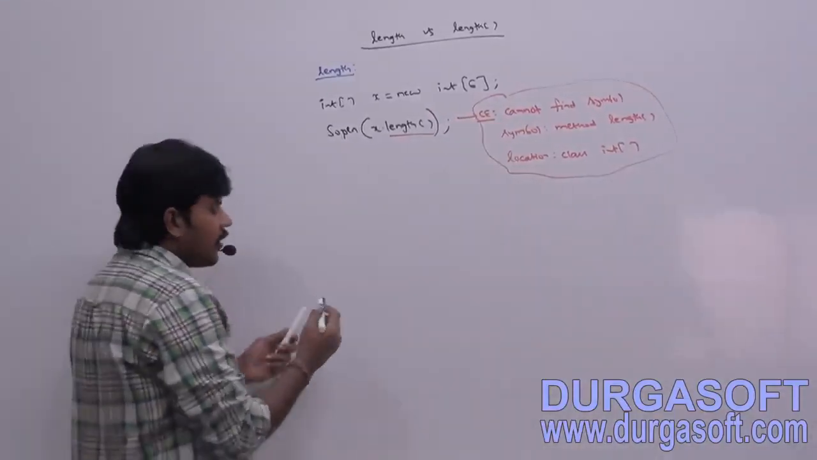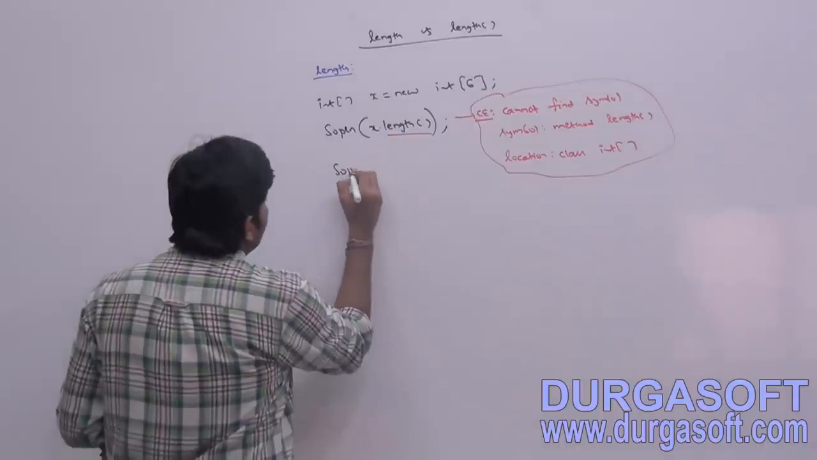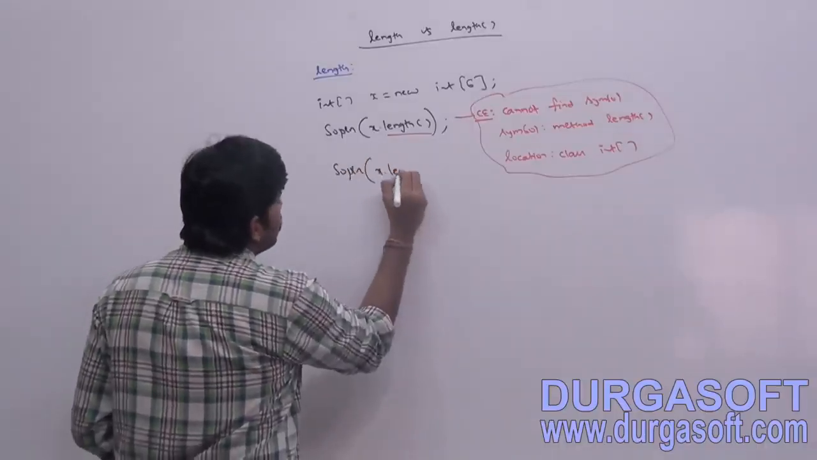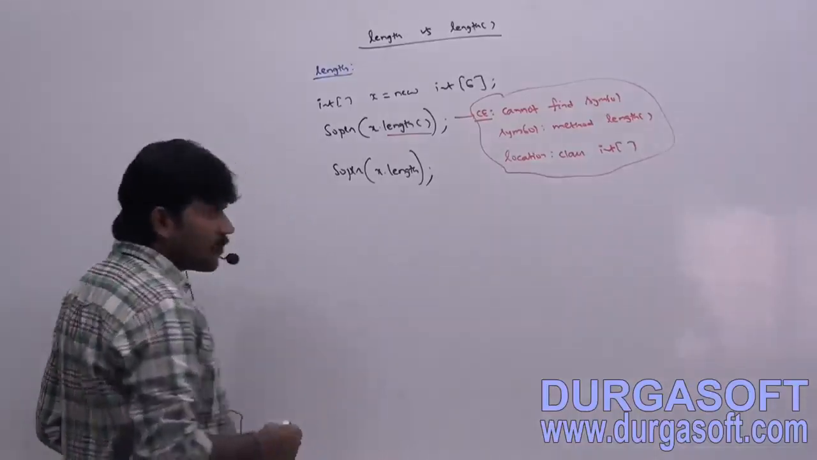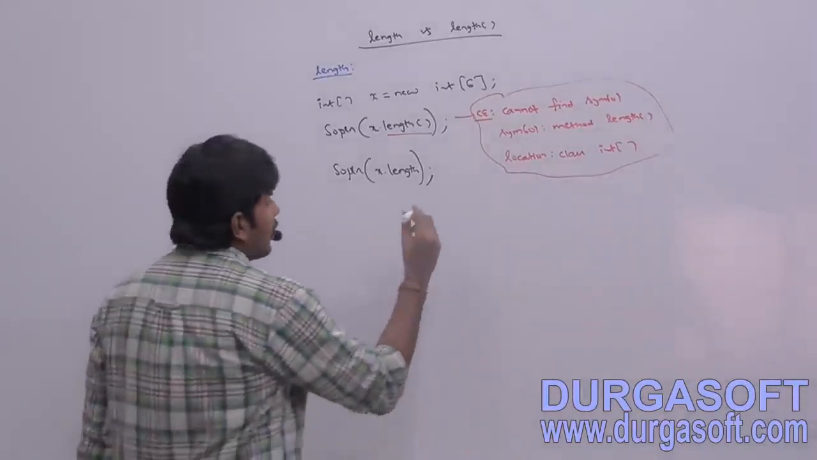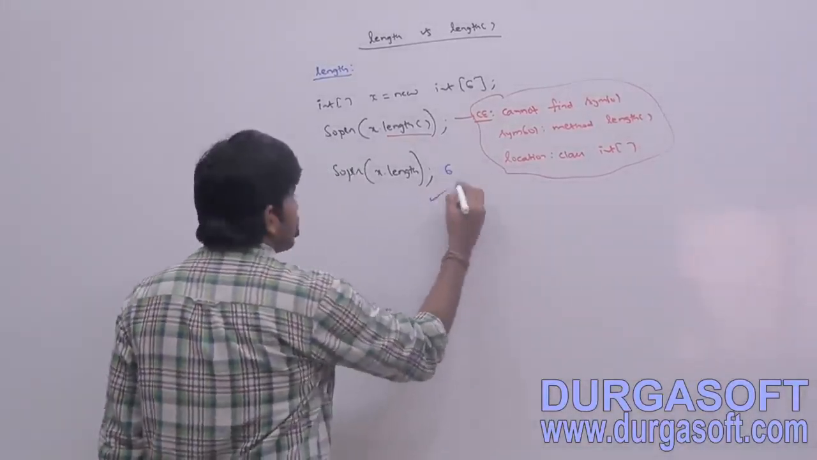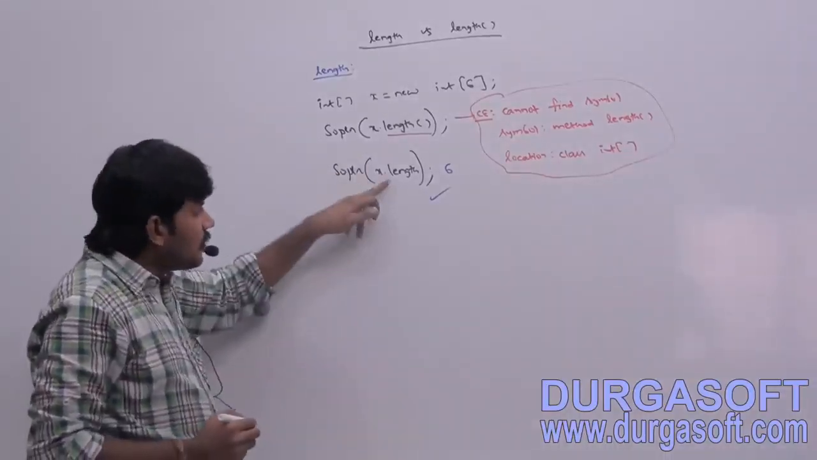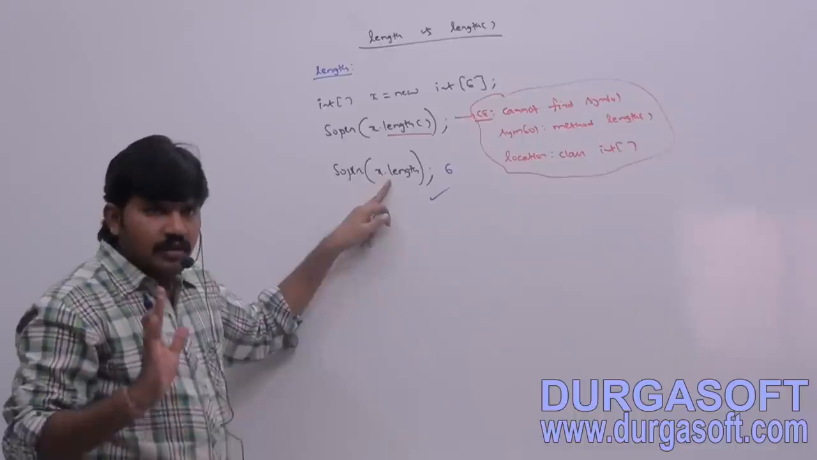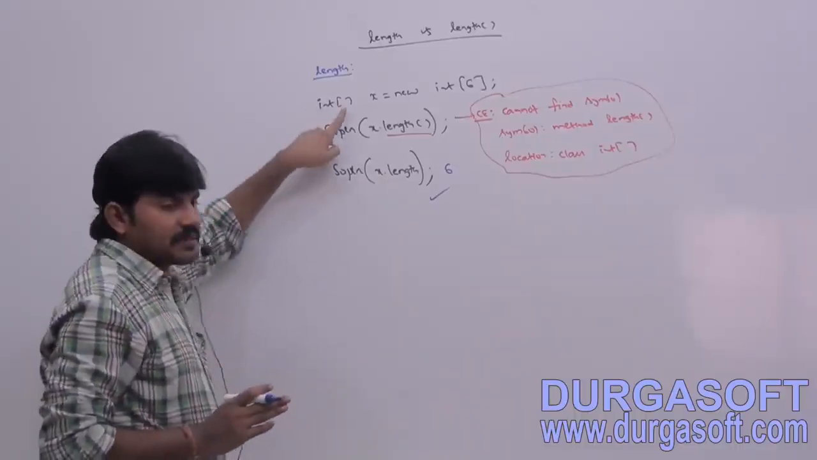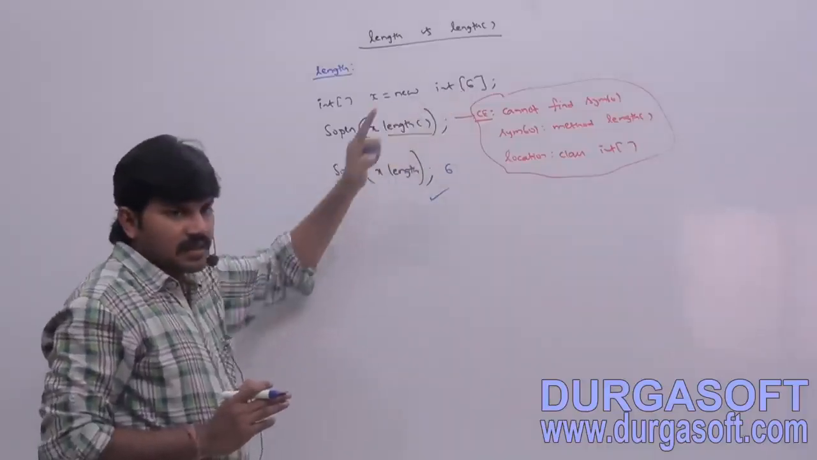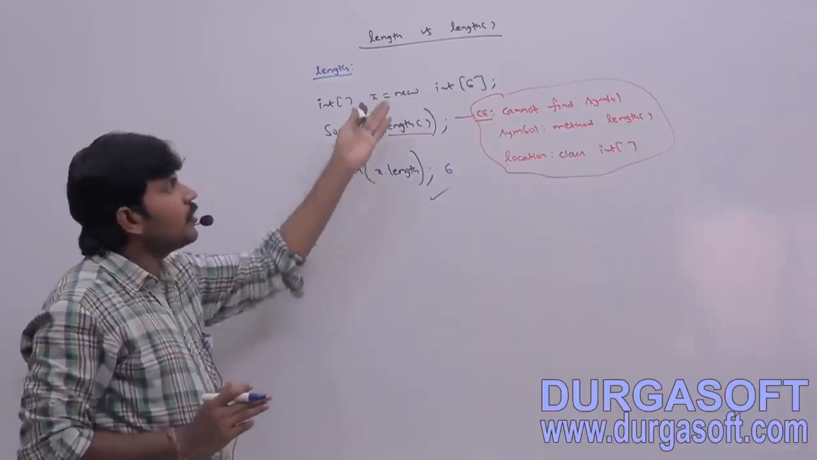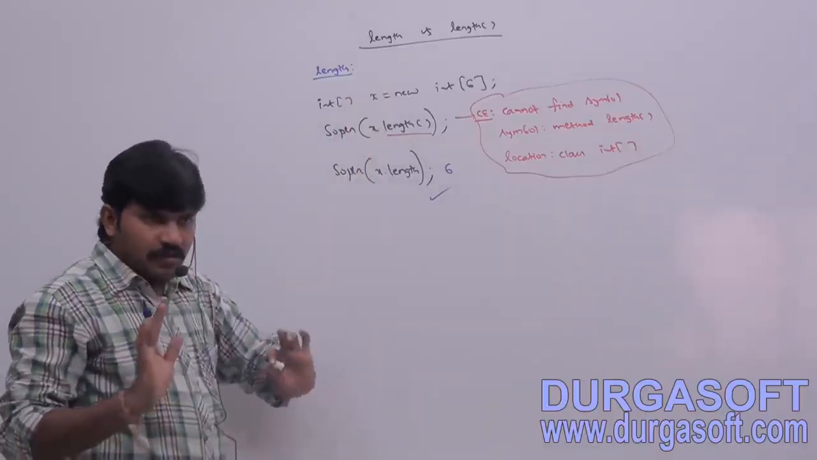This time I am taking System.out.println of x.length. Can you tell what the answer is now? SOP of x.length. What answer are we going to get? 6 by default. So length is a variable applicable for arrays. Length variable represents the size of the array. So what about the length method? We will discuss it. Are you able to understand?